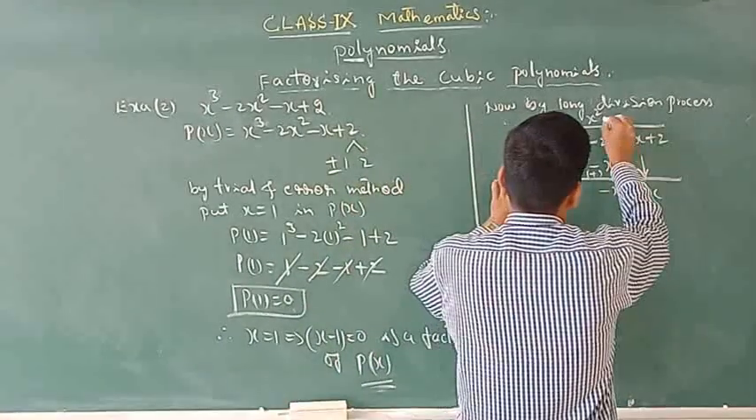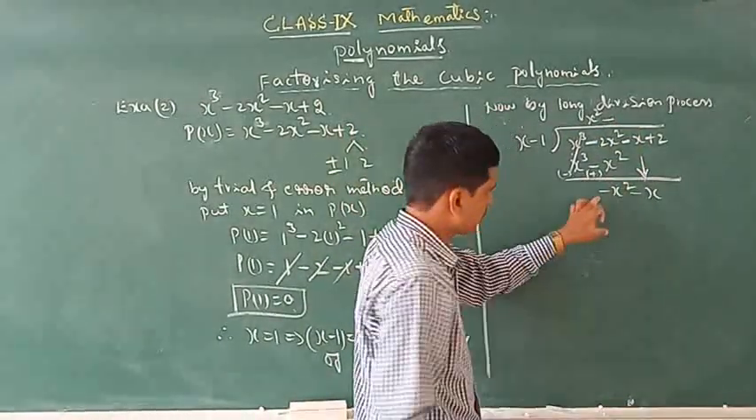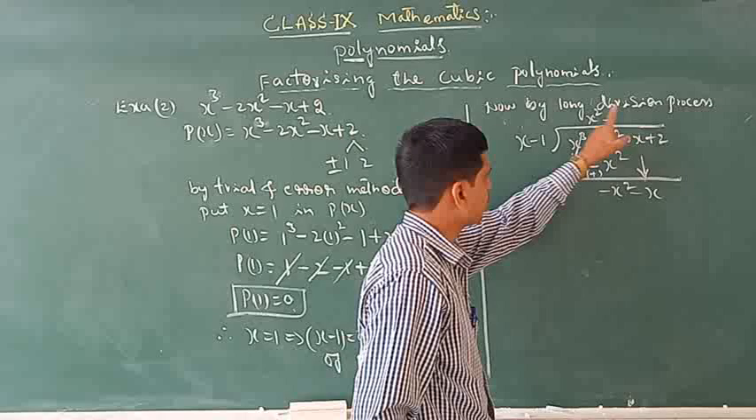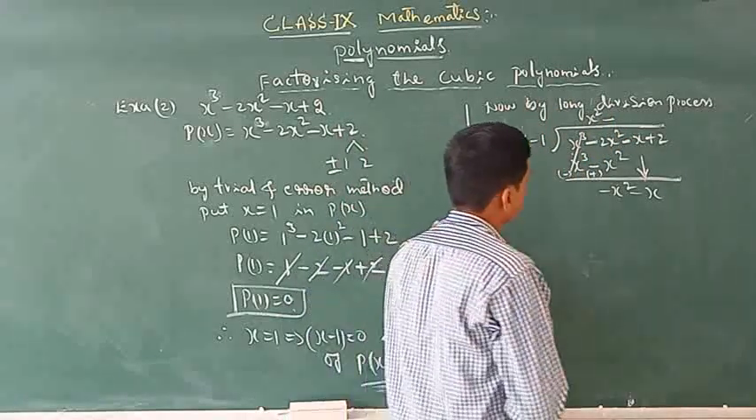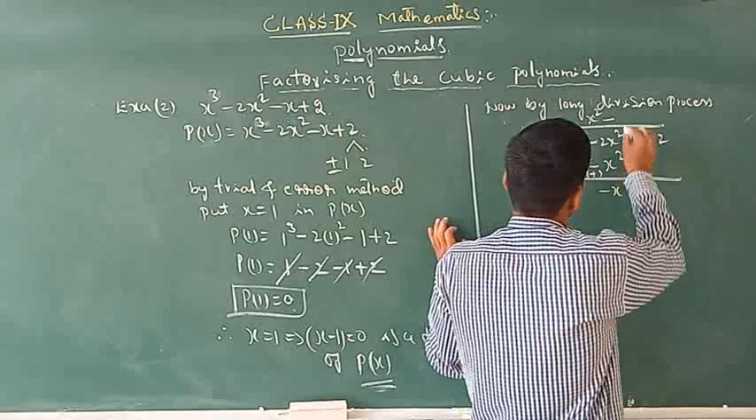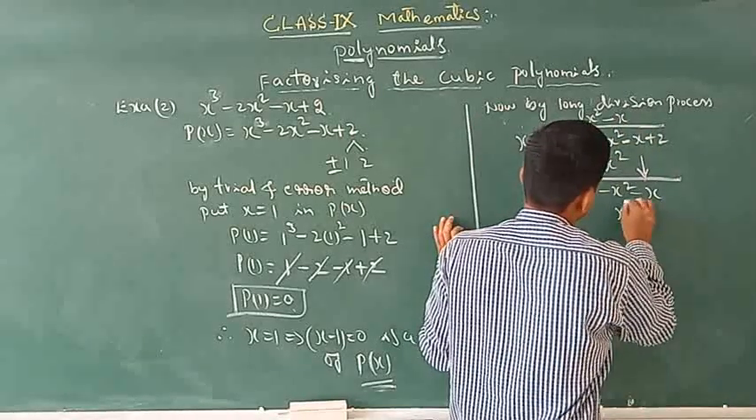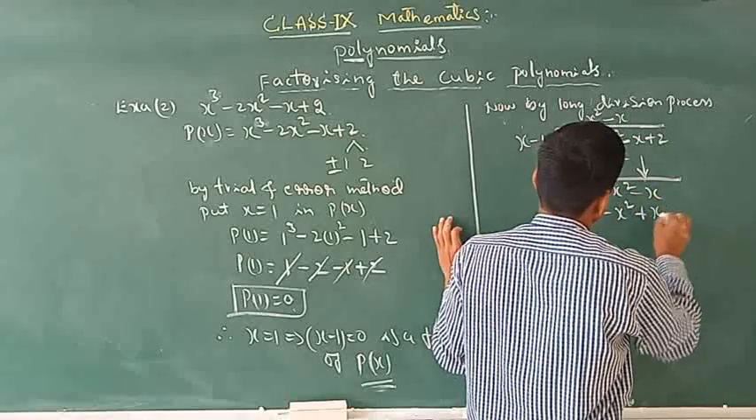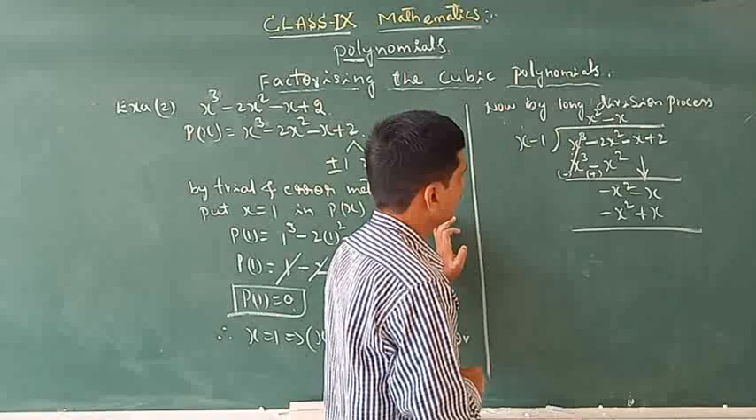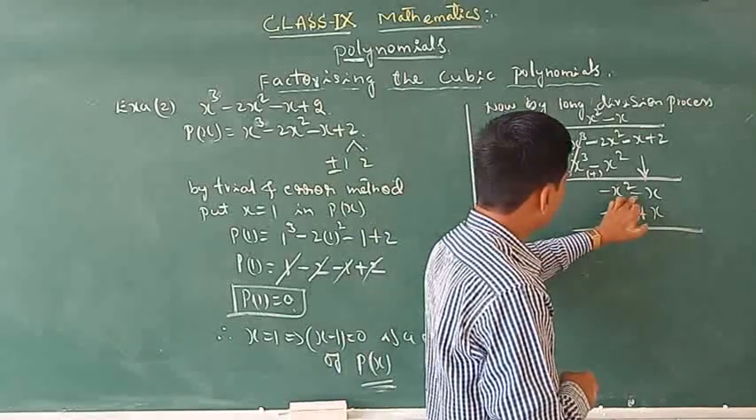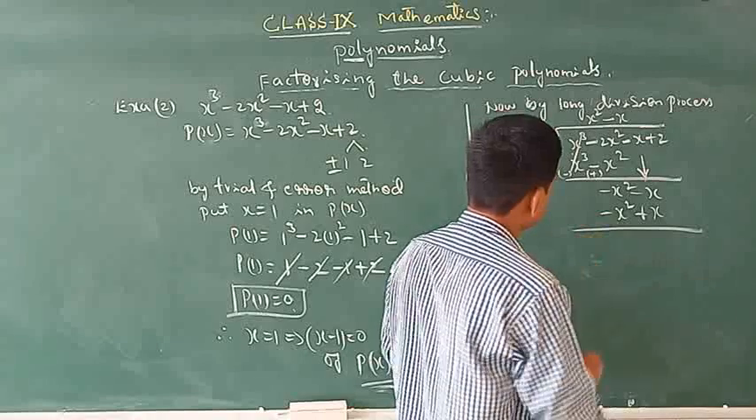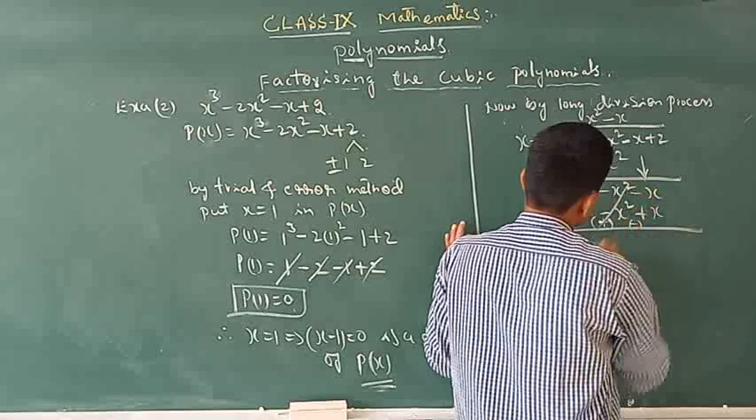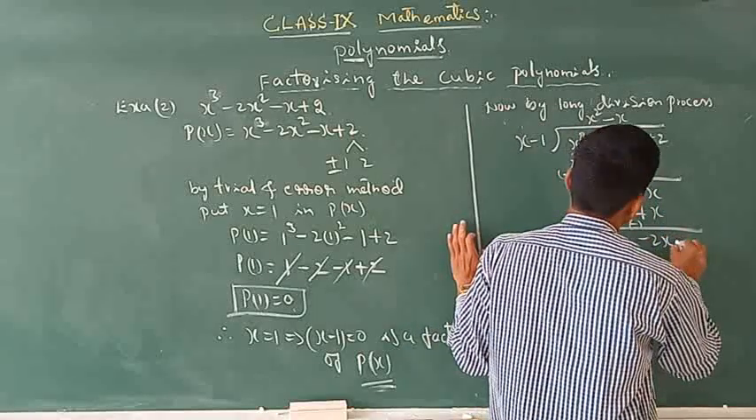Next, in order to eliminate the first term of this new dividend, you have to multiply the second term of the quotient with the divisor, so that is x only. x into x is x square. x into minus 1 is minus x. So now consider x square minus x, which on subtraction makes the x square cancel and leaves minus 2x plus 2.